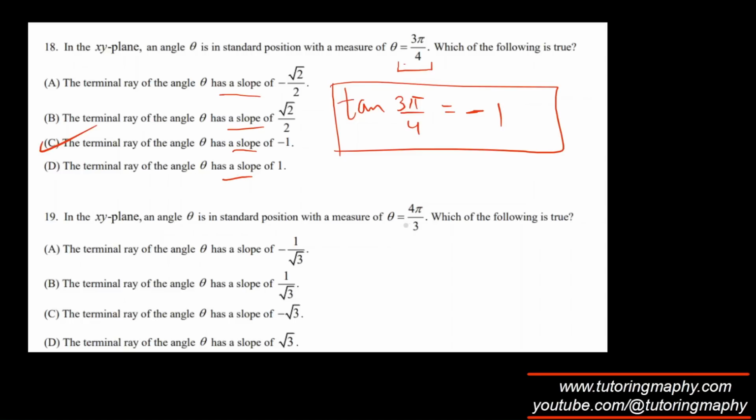Once again, standard position with a measure of theta of 4 pi over 3, and what is the slope? That's the same question, guys, right? So it's tan of 4 pi over 3. Remember that 4 pi over 3 is in quadrant 3, so once again it's a positive number. And if we eliminate 4, then pi over 3 is 60 degrees, and tan of 60 degrees is root 3. It has to be option D.